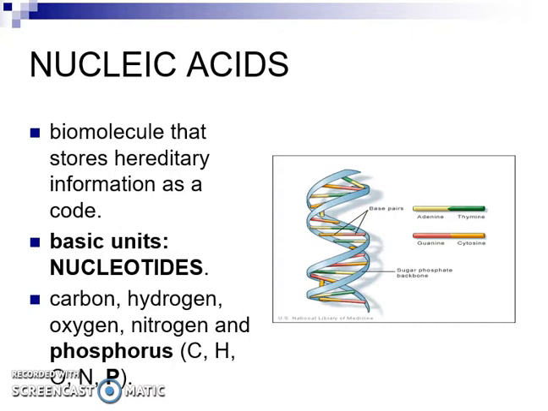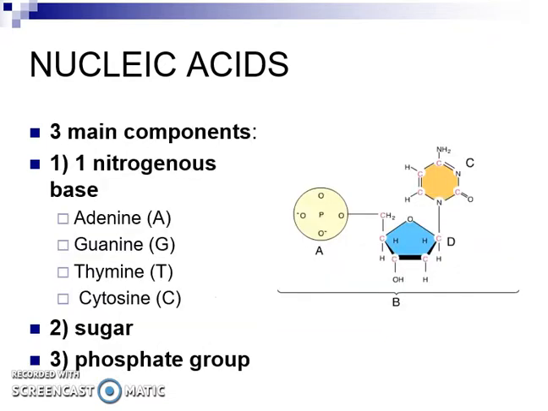Moving on to the next biomolecule, nucleic acids. It's a biomolecule that stores hereditary information as a code. The basic units are nucleotides. They are composed of carbon, hydrogen, oxygen, nitrogen, and phosphorus. Now we have a new element. So there are three main components.